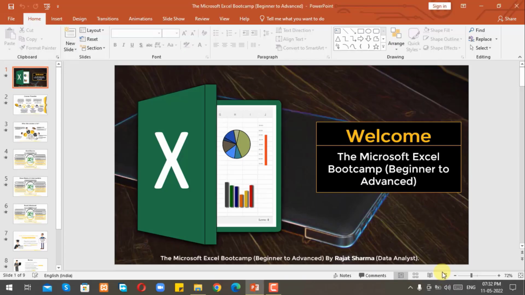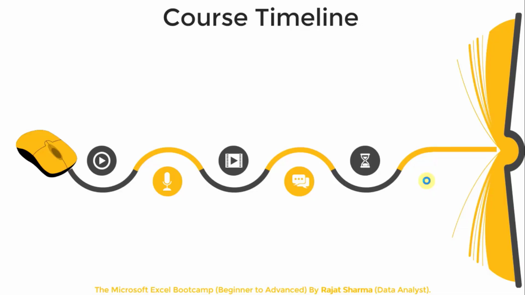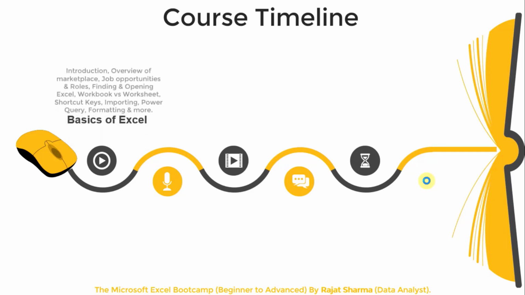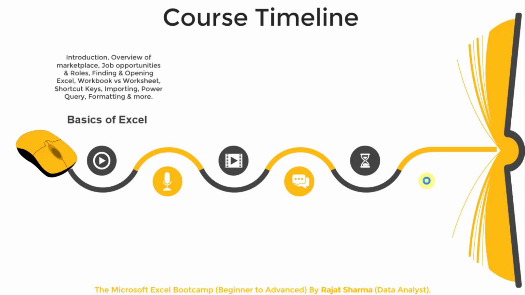In this video, we are going to discuss the course timeline. Basically, this is the course timeline which I have designed for this course. Very firstly, we will start with some basics of Excel, like the basic concept, what is Excel, why we need it, history of Excel, Excel setup in our system, finding and opening an Excel, what is a workbook, what is a worksheet, how to import data, shortcut keys.